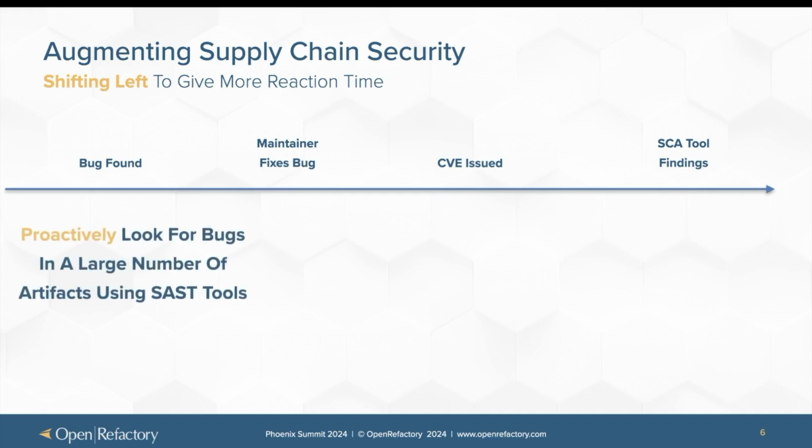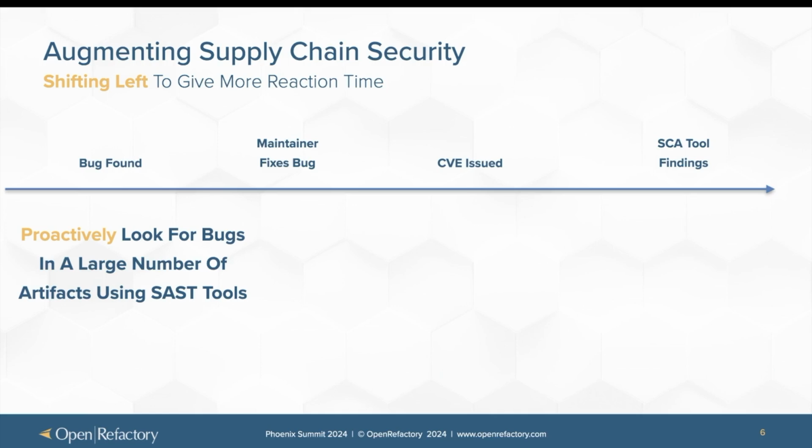But there is a big air gap that lies between when the bug is found to when the SCA tools pick up the signal of a vulnerability. If we found that information when a bug is found, that would have been much better for us because it gives us more reaction time.